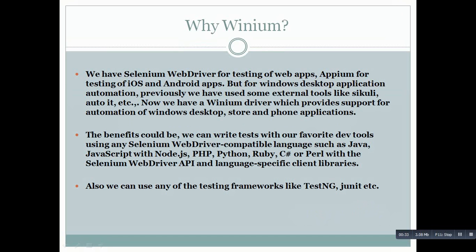We have Selenium WebDriver for testing of web apps, Appium for testing of iOS and Android apps, but for Windows desktop application automation, previously we might have used some external tools like AutoIt, and now we have a Winium driver which provides support for automation of Windows desktop, store, and phone applications. The benefits are we can write tests with our favorite dev tools using any Selenium WebDriver compatible language such as Java, JavaScript, PHP, Python, Ruby, C Sharp, or Perl with the Selenium WebDriver API and language specific client libraries. Also, we can use testing frameworks like TestNG and JUnit.